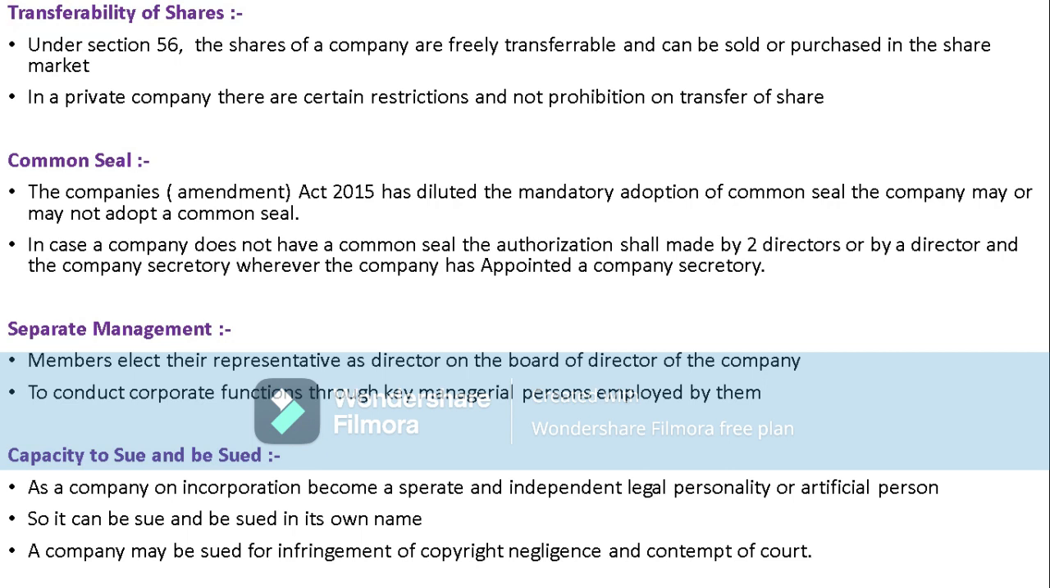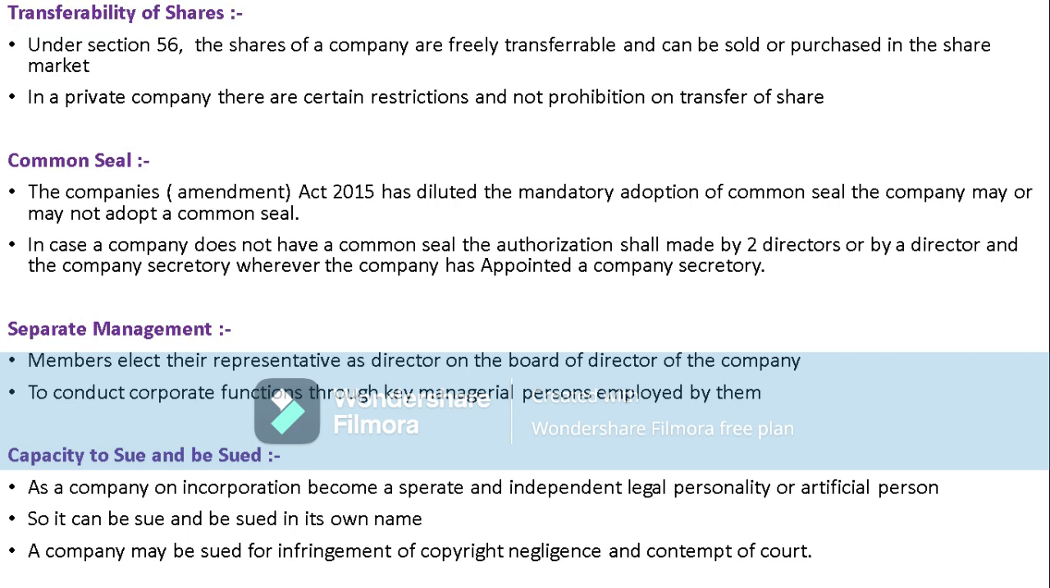To conduct corporate functions, key managerial persons are employed by them. Why are these directors employed? In order to do the corporate functions and top level management executive functions, the managerial persons are employed. These persons are employed by the representatives of the company or the shareholders of the company. So we can say that a company has separate management.